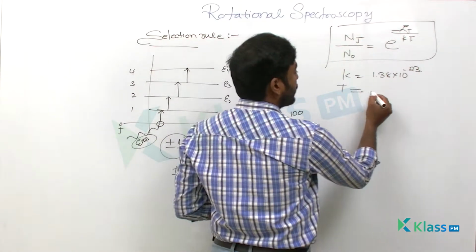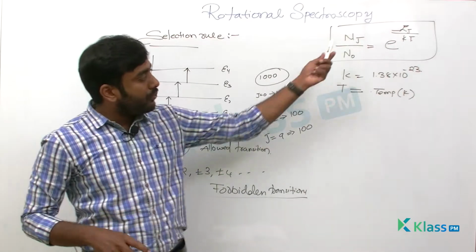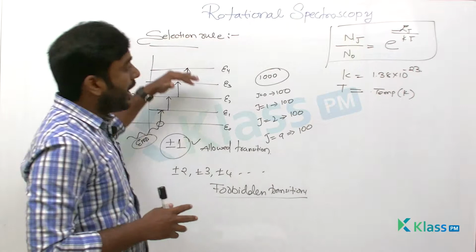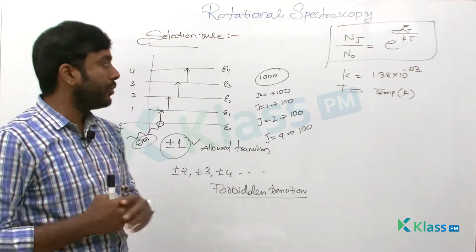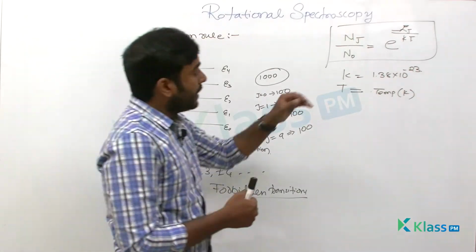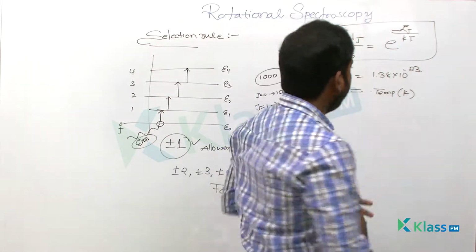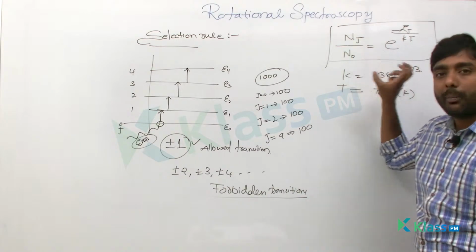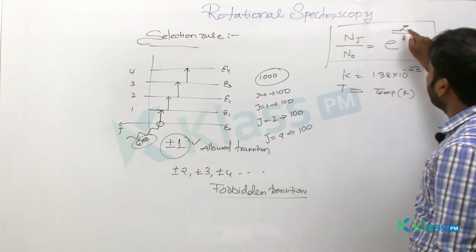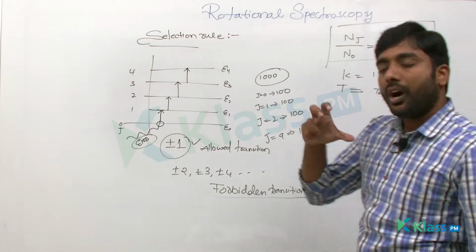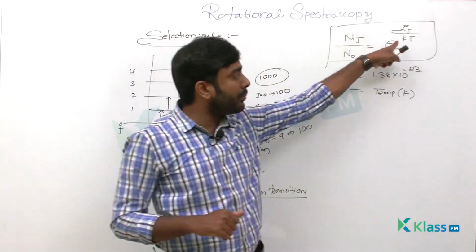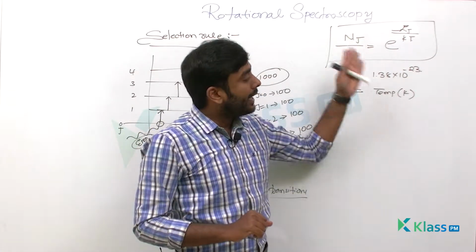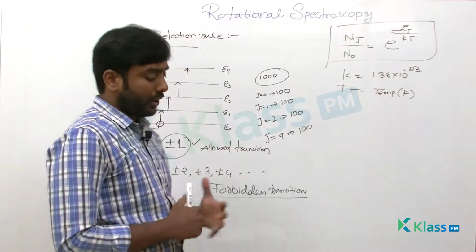And T is the temperature in Kelvin. By using this formula, we can derive the number of molecules present at different energy levels compared with the molecules at the ground level. So Nj is the population of molecules at the J energy level, N0 is the population at the ground level, Ej is the energy of the J level, k is the Boltzmann constant, with value 1.38 into 10 to the power of minus 23, and T is the temperature in Kelvin. So those are the values given.